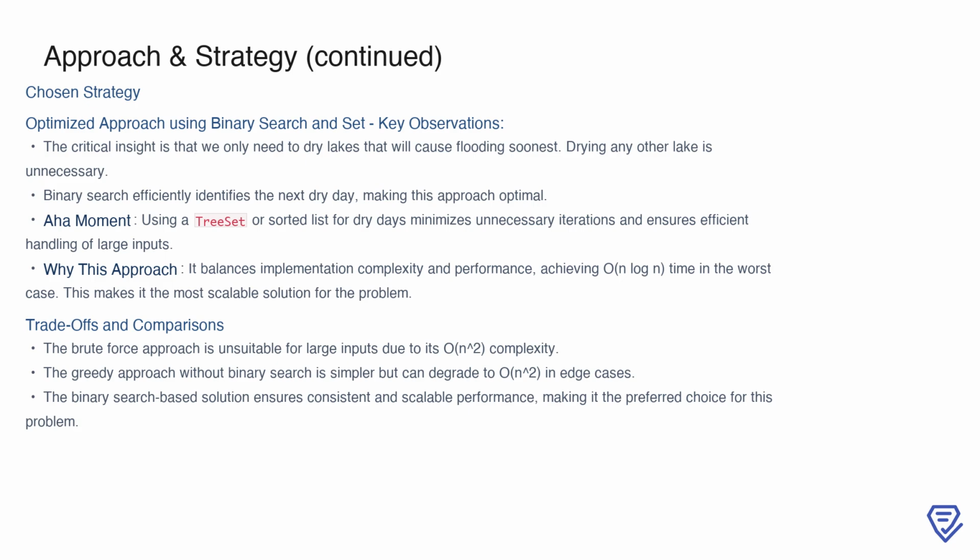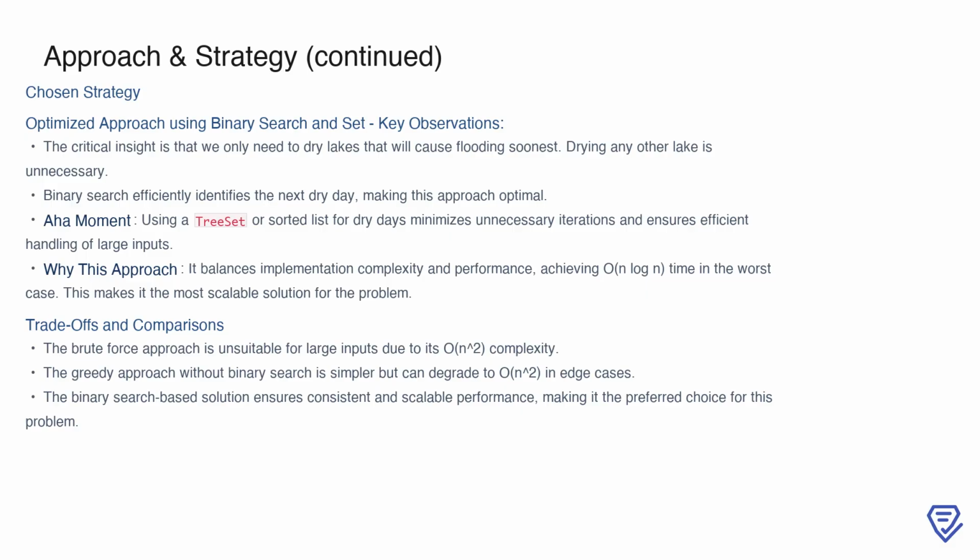a set data structure. A critical insight here is that we only need to dry lakes that are at immediate risk of causing flooding. This allows us to avoid unnecessary operations, focusing solely on resolving conflicts as efficiently as possible. Binary search is the cornerstone of this approach, as it enables us to quickly locate the next available dry day without iterating through all options. Using a tree set or a sorted list for the dry days is what makes this efficiency possible.